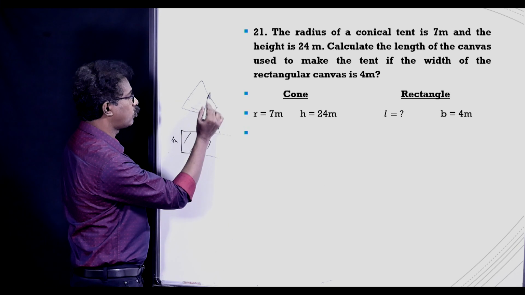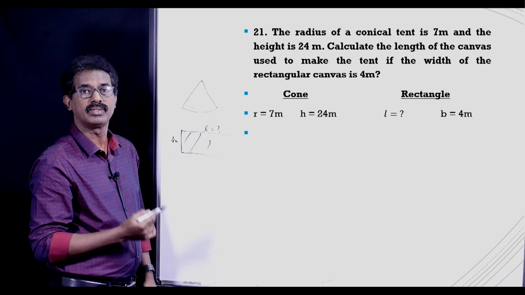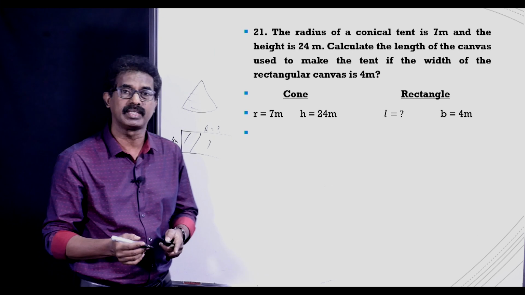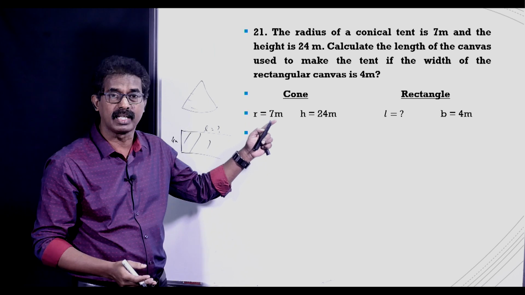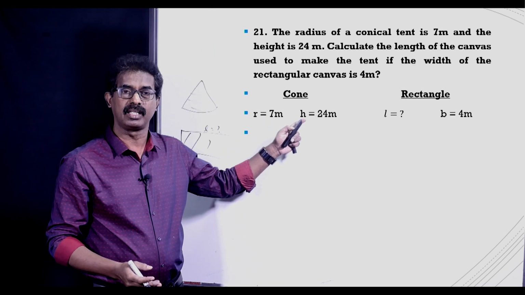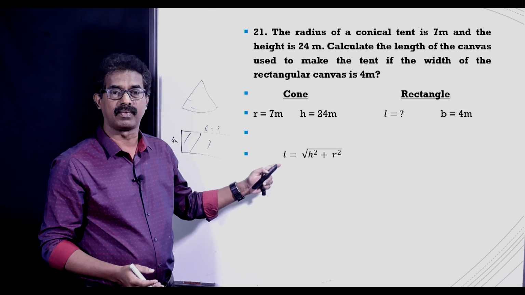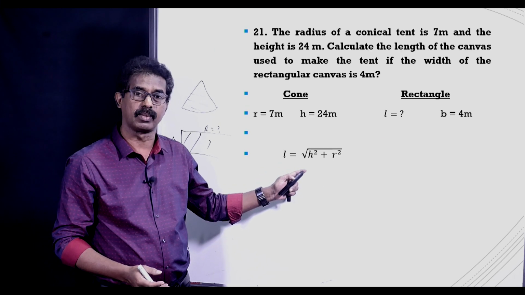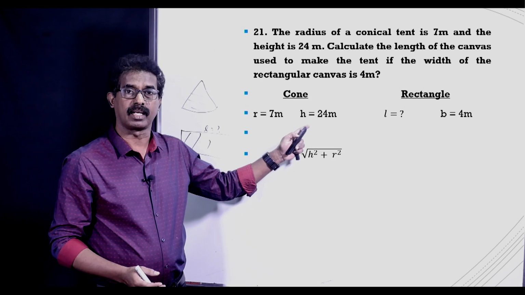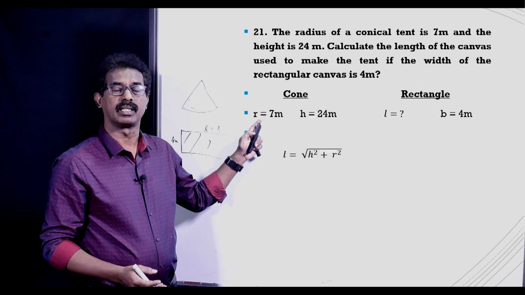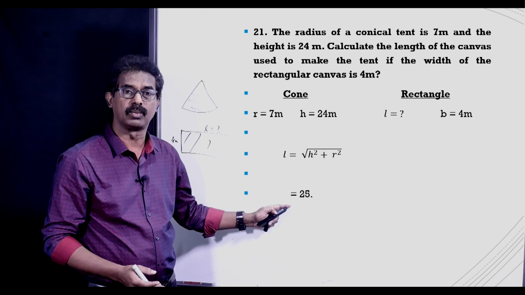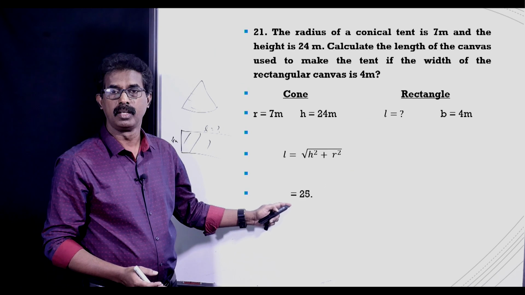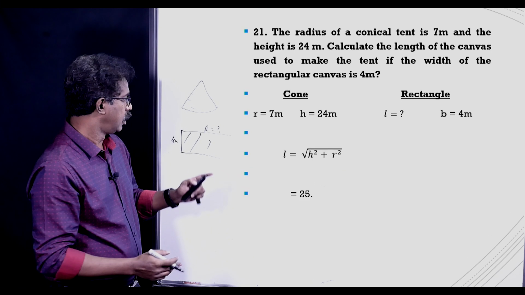So here canvas required means curved surface area. For a cone, what is the curved surface area? Pi r L. But L is not given, so you have to find L. R and H are given, right? L is the slant height. What's the formula for L? Square root of H square plus R square. H square, 24 square, plus R square, you will get 625. If you simplify, you will get what? 25. That is the L value.